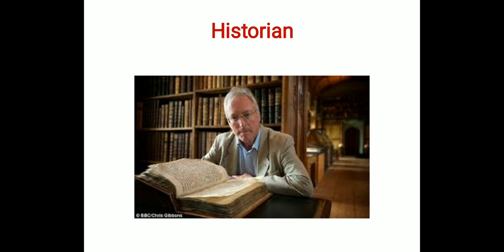See, this is a picture which I took. This man is a historian, and he is studying from the manuscripts. He is studying from the past manuscripts, and he will learn about the past.